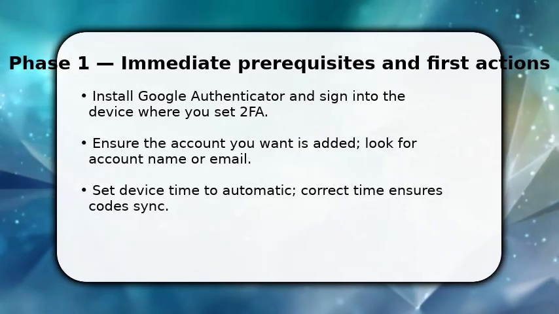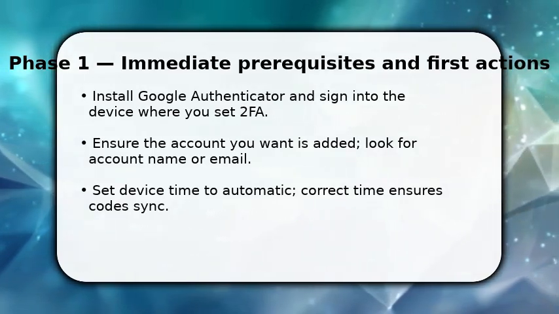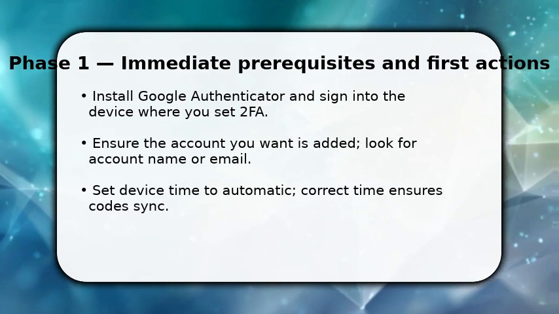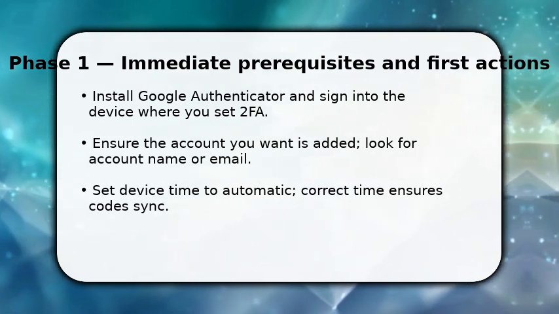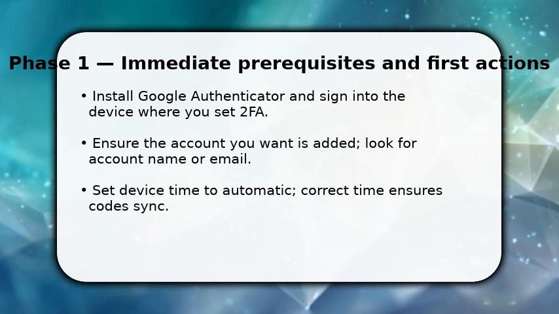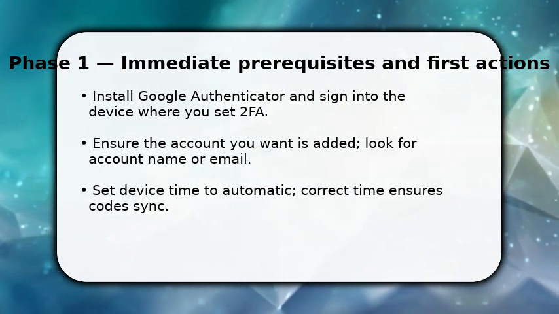You already have Google Authenticator. Now open it and locate the account entry you need. Once done, make sure your phone's clock is set to automatic time. This prevents code mismatches. Tap the account to view the 6-digit code.